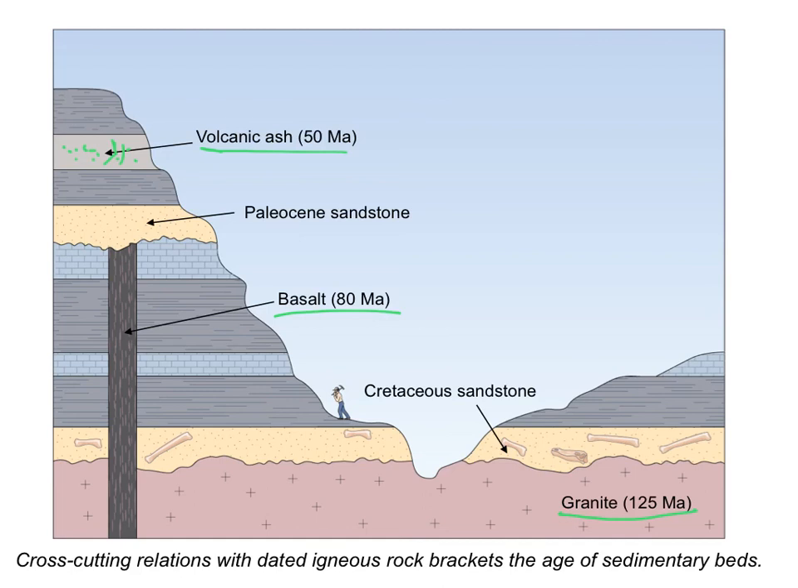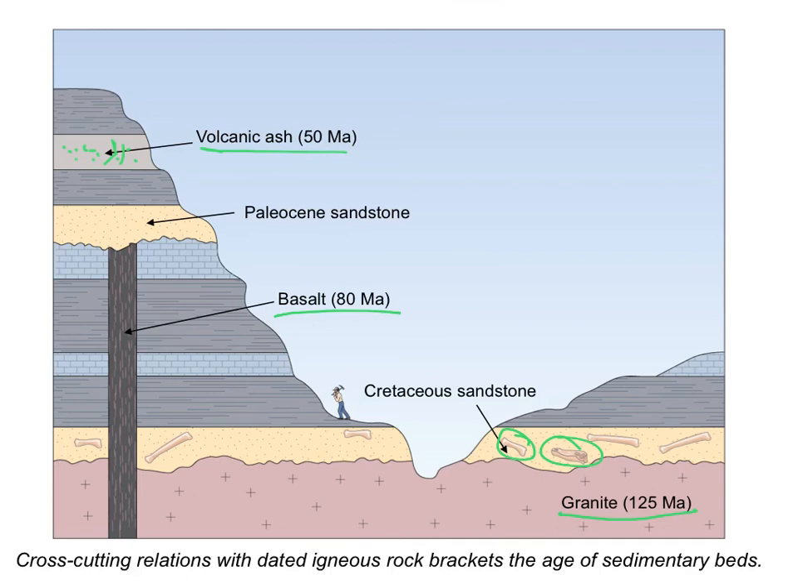What we can't do, however, is date the sedimentary rocks because, again, they don't have any primary minerals that just closed below their closure temperatures. They contain recycled minerals. But we can use cross-cutting relationships to figure out their relative ages. So, for example, we might not know the age of this Cretaceous sandstone here that contains the dinosaur bones, but we know that it must be younger than the granite. So we know that it must be younger than 125 million years ago, and we know that it must be older than the basalt because the basalt cross-cuts it.